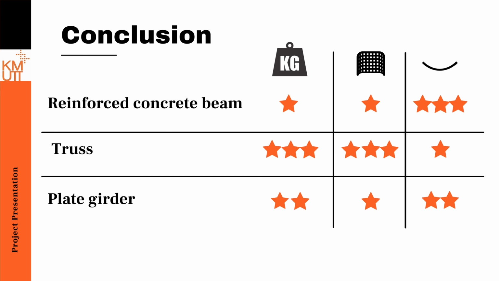Truss can provide the lightest weight due to steel being lighter than concrete, and it uses less steel than plate girder. Truss also has the most void space between sections that can be used for installing pipes, electric systems, or other decoration purposes. Plate girder is a moderate choice when self-weight and deflection are considered.